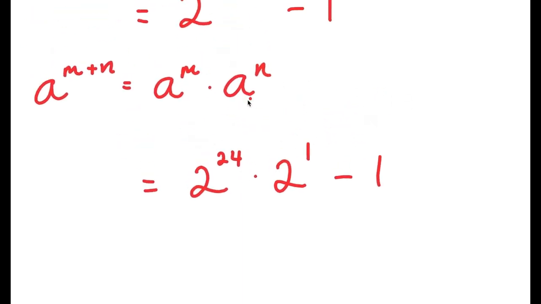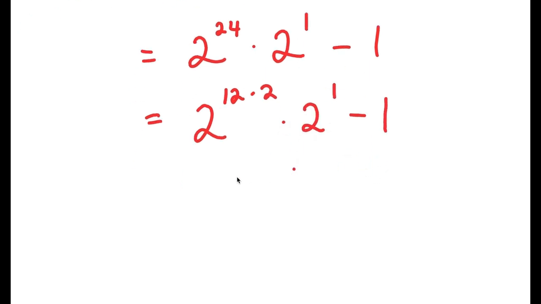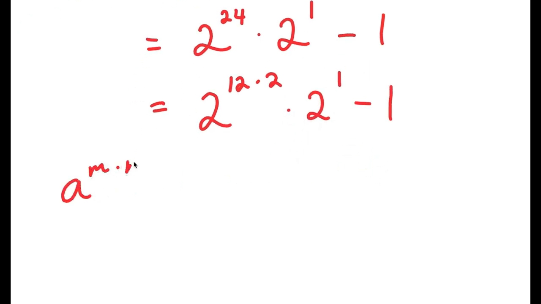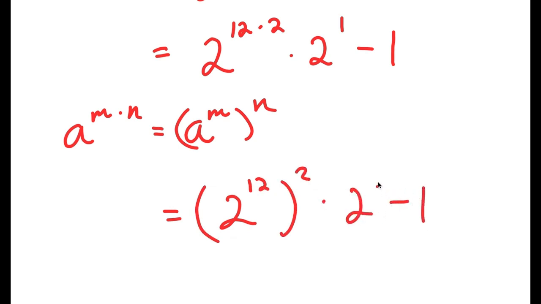Now basically our goal throughout this video is to change our values to be as small as possible, so then at the end we can do whatever we need to do with them to get our final result. So 2 to the power of 24, how do we simplify this and make it even smaller? I can rewrite this as 2 to the power of 12 times 2. Another property of exponents is that if I have something in the form a to the power of m times n, this is equal to a to the power of m to the power of n. So 2 to the power of 12 times 2 is going to equal 2 to the power of 12 to the power of 2. And I have this times 2 minus 1.